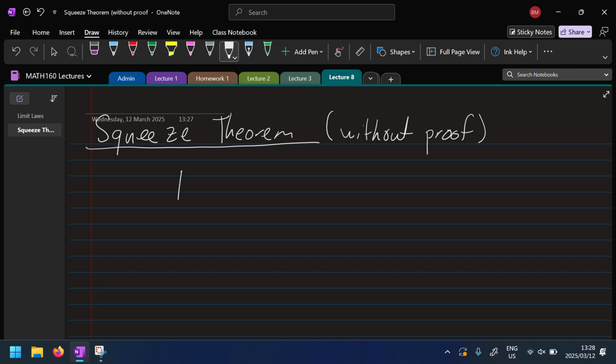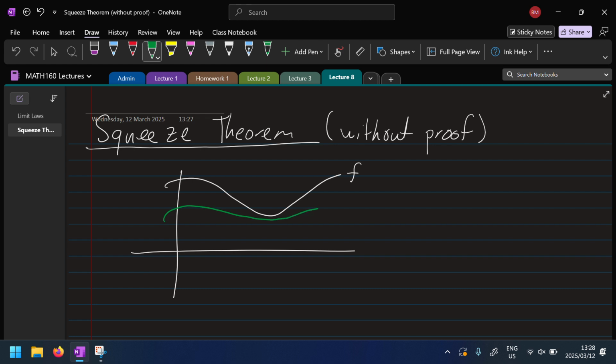Okay, so imagine we have 3 functions f, g, and h, and they are ordered like this. At the top, we have a function f. In the middle, we have a function g. And then underneath all of that, we have a function h. So f, g, h, they can be any functions, piecewise functions, parabolas, hyperbolas, whatever types of functions. 3 functions f, g, h, where f is on the top, g is in the middle, h is on the bottom. And we are interested in this point over here at x equals a.